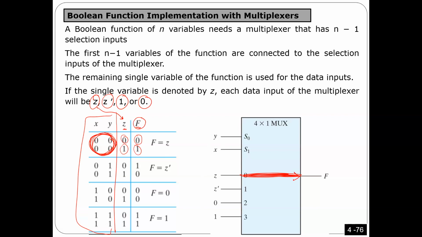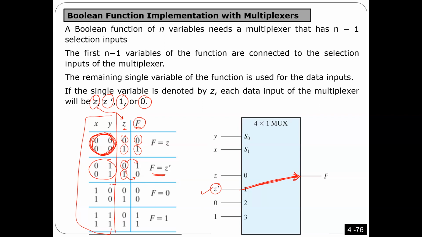Let's look at the second case. Every 2 rows here form 1 case. So here, this is number 1, and in the case of number 1, the function is going to be connected here. Now, what is the relation between f and z? If you see here, when z is 0, I'm going to get 1, and if it is 1, I'm going to get 0. That means f should equal z prime. So that's why I'm going to put z prime here.